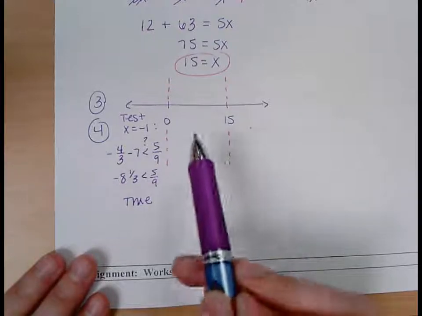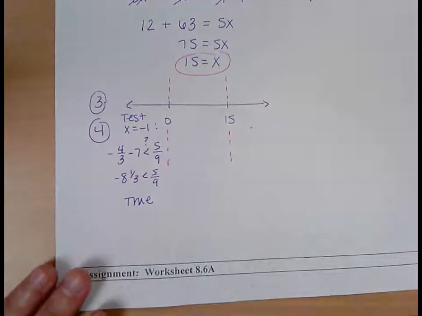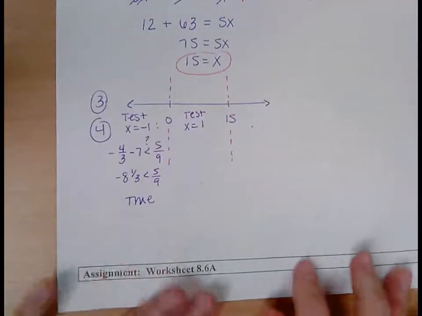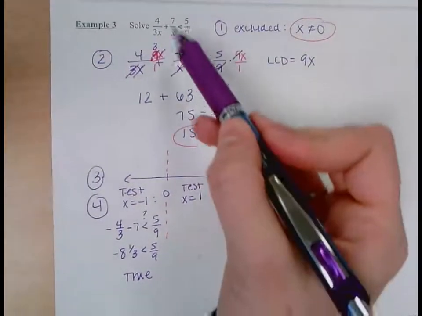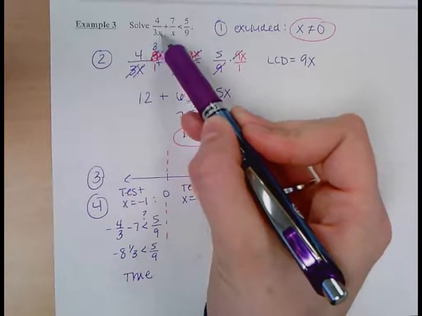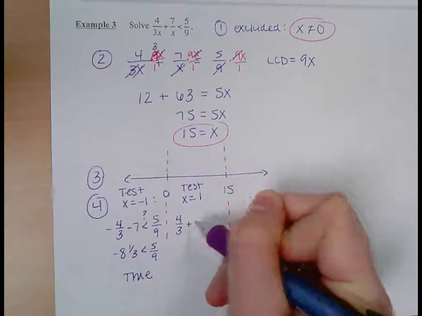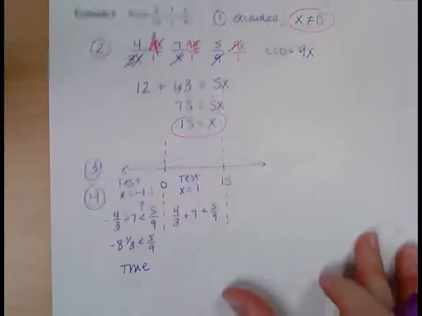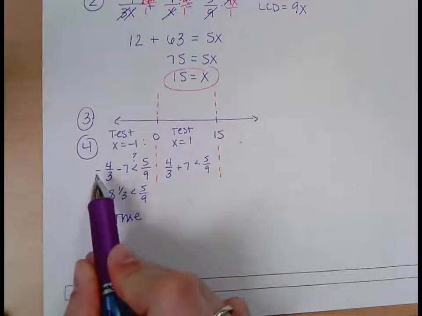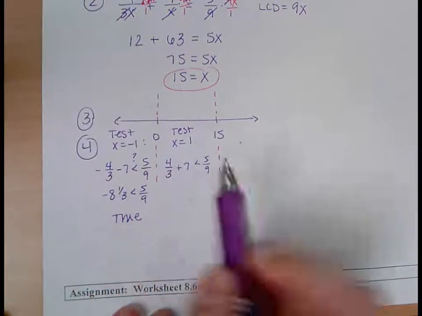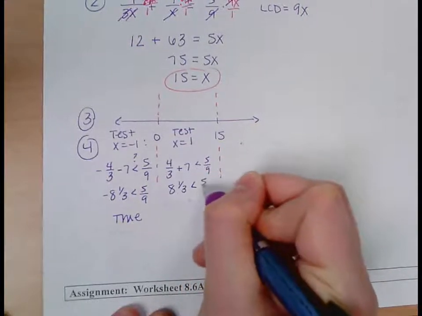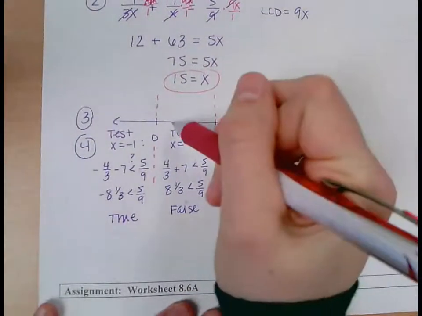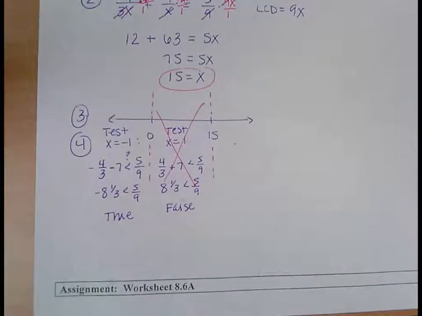Move on to the next interval, since I should test all three. What's an easy number to test that's between 0 and 15? 1. If I test positive 1, my first fraction would have denominator 3 times 1, which is 3, so I would have 4/3 plus 7 over 1, which is just 7. Is that less than 5/9? I can reason here that if negative 4/3 minus 7 was negative 8 1/3, then 4/3 plus 7 is going to be positive 8 1/3. That is not smaller than 5/9. So that is false, meaning I do not have solutions in this interval. Any value between 0 and 15 is not a solution for x.